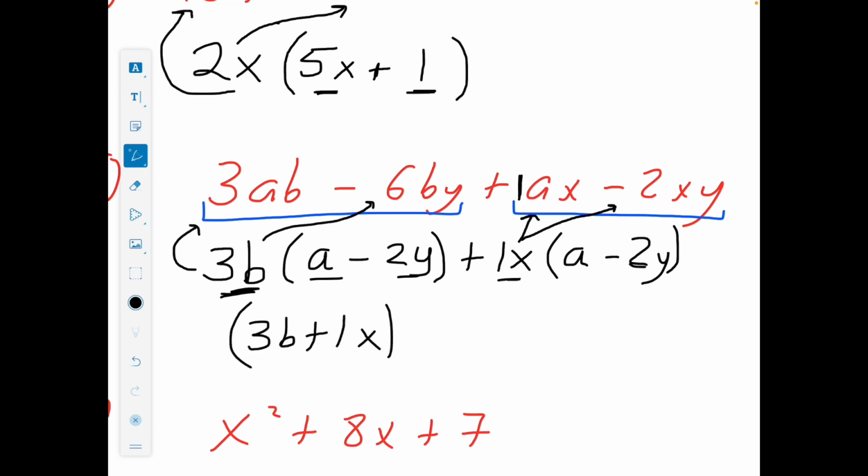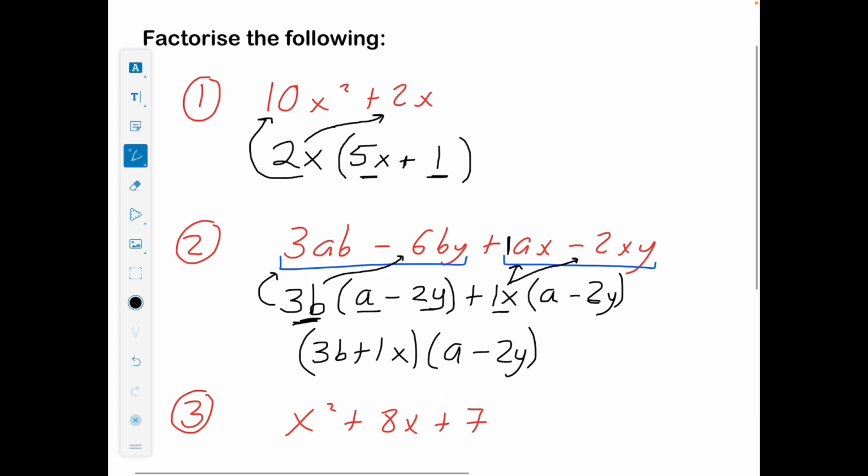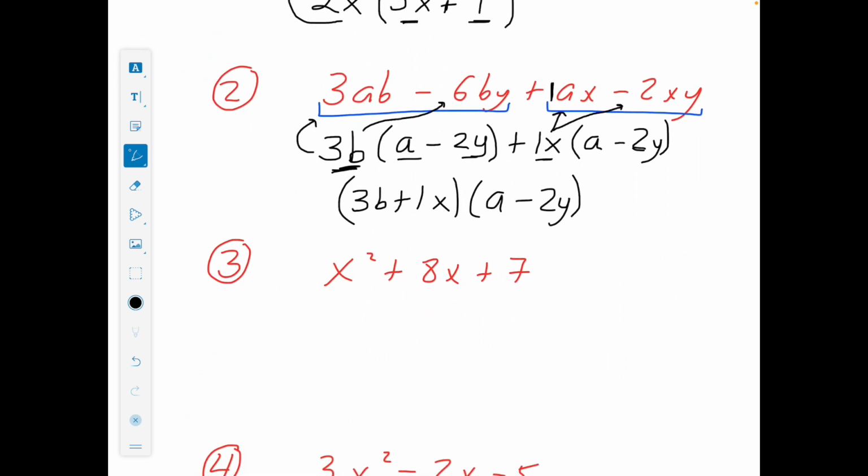Okay, and then our final step, which people sometimes forget, we're going to put this and this together, so the 3b plus 1x, a bracket, and then a minus 2y in a separate bracket. Okay, so that's our grouping. You need to be able to do highest common factor to be able to do grouping. Just make sure the key point there is that the 2 brackets are the same.